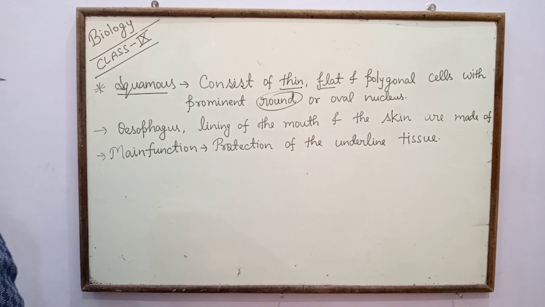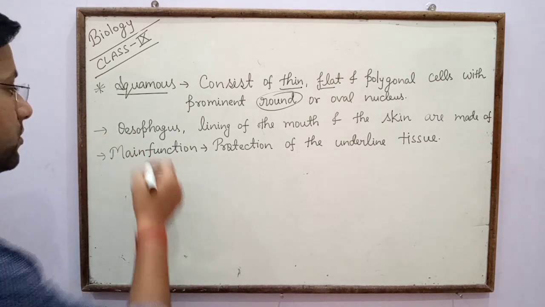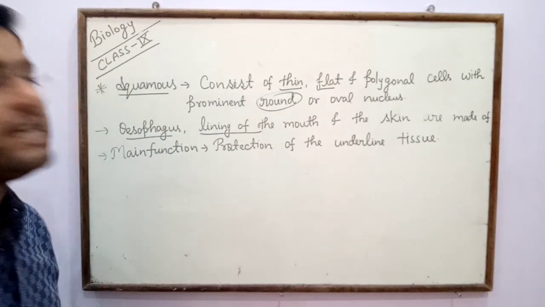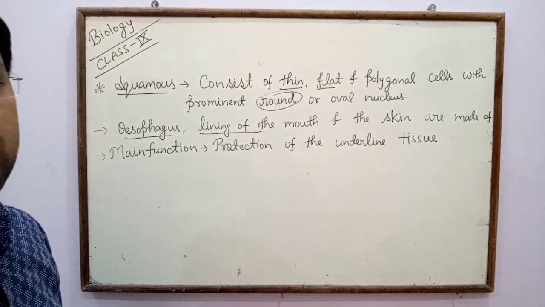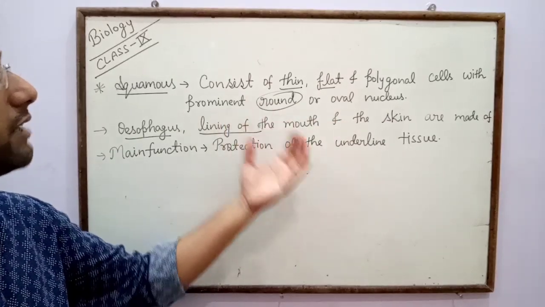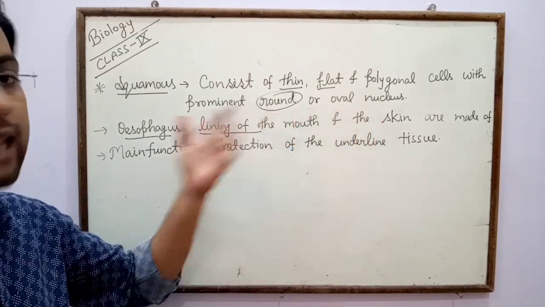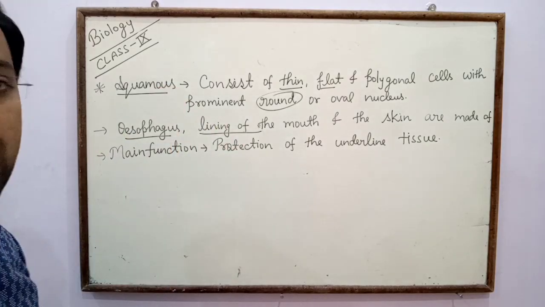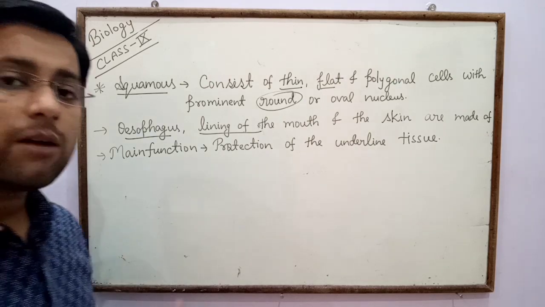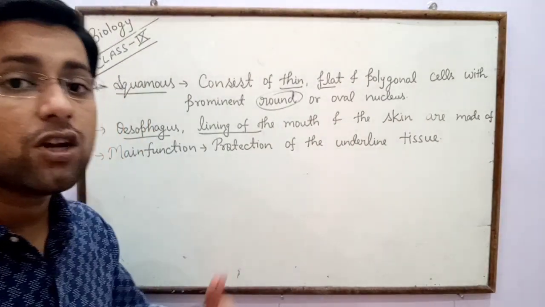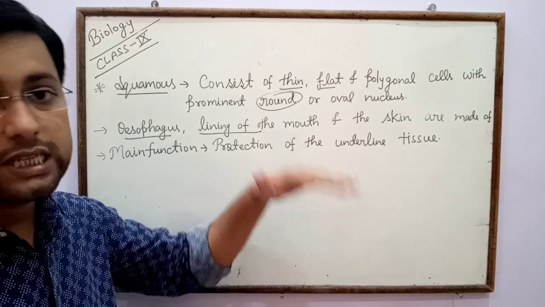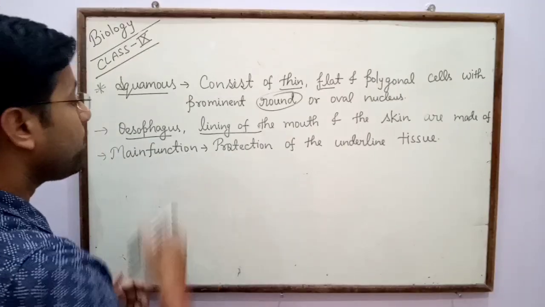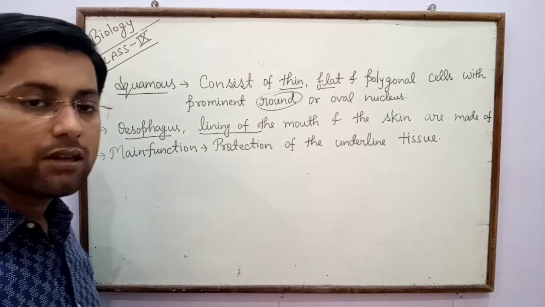Squamous epithelium commonly forms the esophagus, the lining of the mouth and the skin; all are made up of squamous epithelium. This is very important: our skin, lining of mouth and esophagus are all made up of squamous epithelium. The main function of squamous epithelium is protection of the underlying tissue. This is the important function of squamous epithelium.